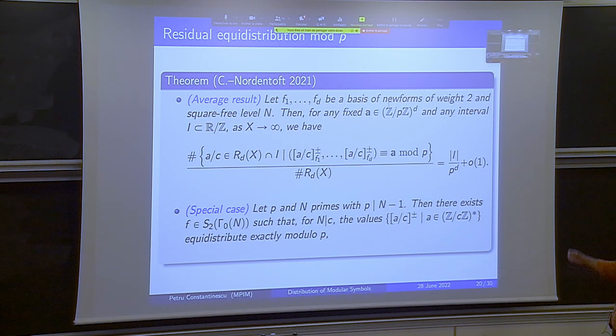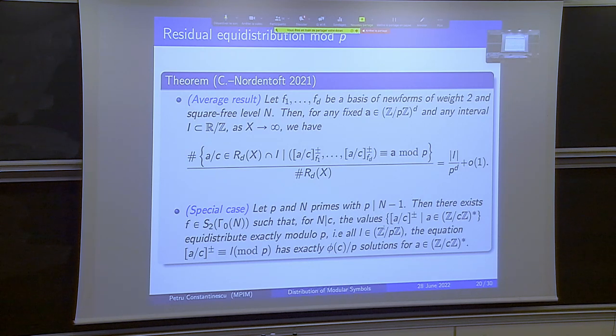We can prove that if we fix the prime P and the level N such that P divides N minus 1, there exists one cusp form for which we have exact equidistribution mod P when we just look over denominator C. They distribute exactly, meaning that for each class mod P, each equation is attained exactly phi of C over P times. Since it's an average result, I take all the C up to X. This set R_D of X was all ratios A over C, and so on. Again, this one is for fixed C, but it's a very particular case.